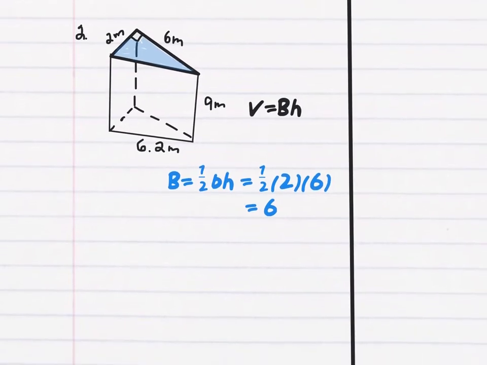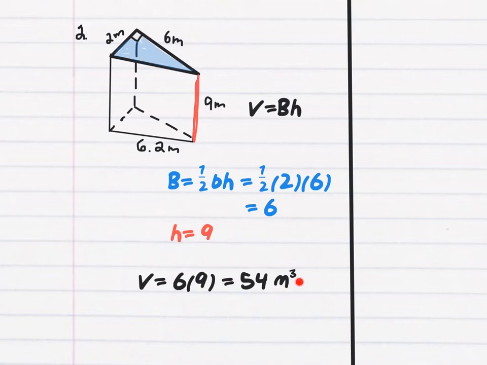And then we have to find the height of the prism, which is the distance between the two bases. So this right here is going to be the height of the prism, and I'm going to outline that in red. So in red, I wrote h equals 9. And now we can find our volume by taking our base area and multiplying it by the height. So let's write that out. Here we have the volume is 6 times 9. When multiplied together, we get 54. And when we label volume, it's meters cubed. So now we box our answer.